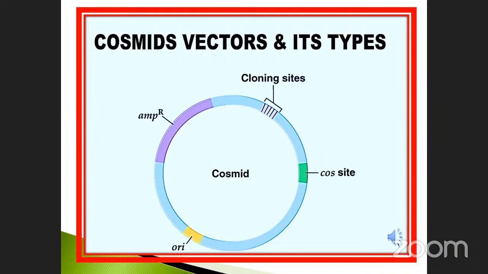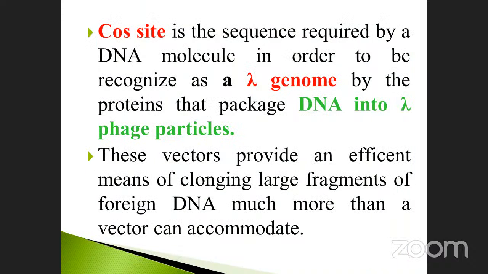Okay, see that. The cos site is a sequence required by a DNA molecule in order to be recognized as a lambda genome. Already I told you, cos site, lambda genome, by the protein that packages DNA into lambda phage particles. The lambda genome proteins that package DNA into lambda phage particles are collectively called lambda phage particles.